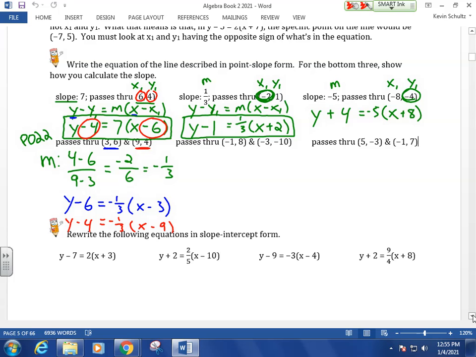So looking at the second one, it passes through (-1, 8) and (-3, -10). Our first step here is to find the slope. So we have the difference of our y values, -10 minus 8, over -3 minus -1. Here we see we're subtracting a negative, just like in the point slope formula, so it actually ends up being -3 plus 1. So we get -18 over -3 plus 1, which is -2. Our slope ends up being +9.